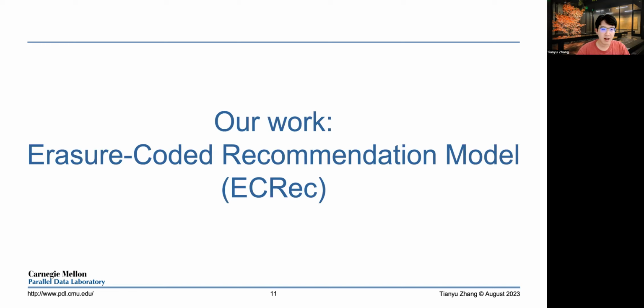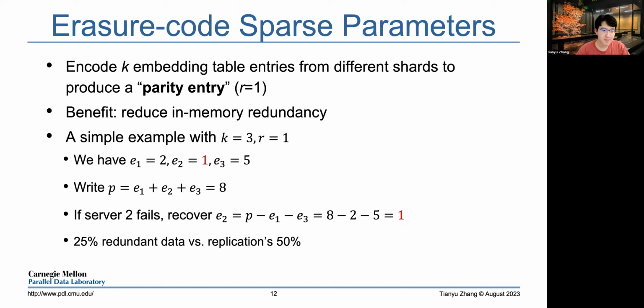Therefore, introducing our work, erasure coded recommendation model, or ECREC. So the idea here is pretty simple. We are leveraging erasure coding to add redundancy on the sparse parameters. For those who are not familiar with the concept of erasure coding, this just means that we're encoding k embedding table entries from different shards to produce parity entries. If we take r equals 1, this just means that we have a single parity entry. The benefit here is that it reduces the amount of in-memory redundancy needed compared to replication.